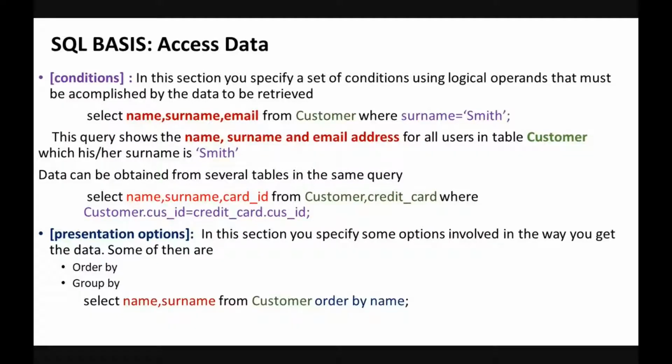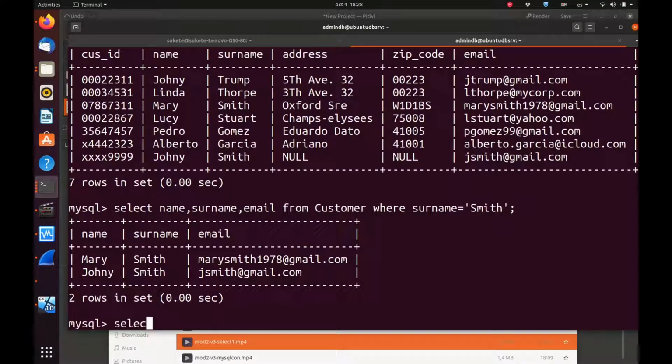Data can be obtained from several tables in the same query. Select name, surname, card ID, from customer, credit card, where customer ID equals credit card ID.